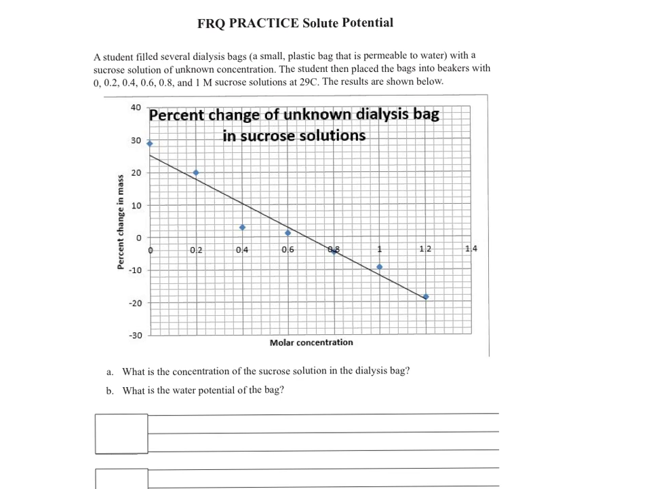So what we're going to do is find our percent change in mass at 0 and find where that line crosses the axis, which is at this point right here. Anything above this positive change in mass means that the bag gained weight. Anything below this means that the bag lost mass, lost water, and so it had a negative change in weight. So we're looking for that isotonic concentration, which would be at a 0% change, which is at this point right here on this graph.